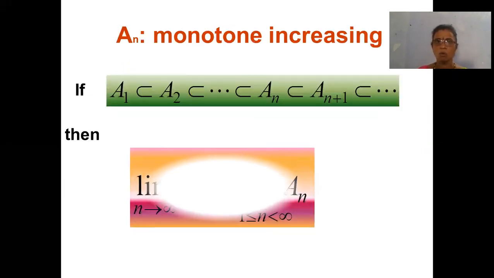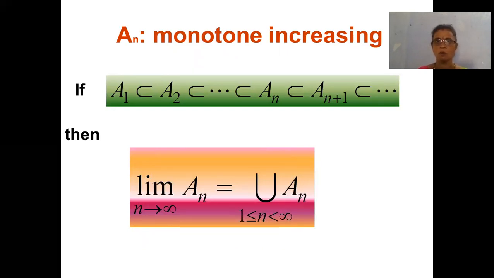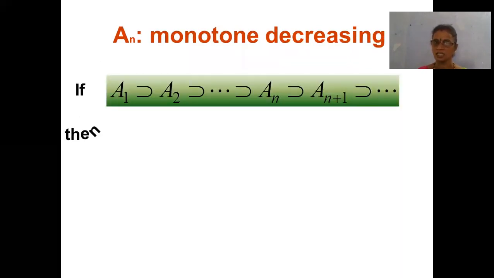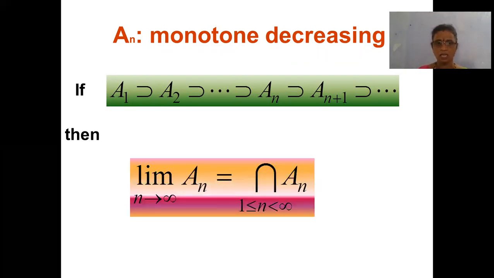Next we are going to see monotone increasing. A n is monotone increasing means A1 is a subset of A2 is a subset of etc., subset of A n, subset of A n plus 1, subset of etc. Then limit A n equal to union over 1 less than or equal to n less than infinity A n. Then monotone decreasing: here we take A1 is a superset of A2 is a superset of etc., superset of A n, superset of A n plus 1, superset of etc. Then limit as n tends to infinity A n equal to intersection over 1 less than or equal to n less than infinity A n.